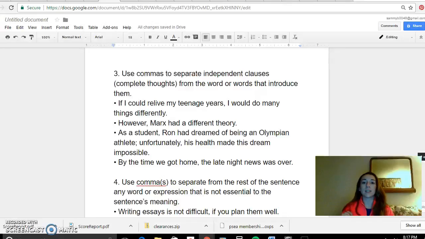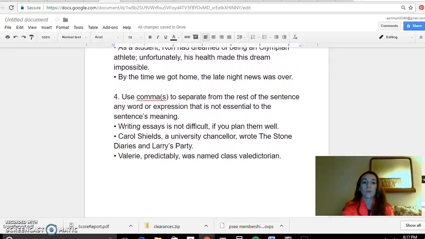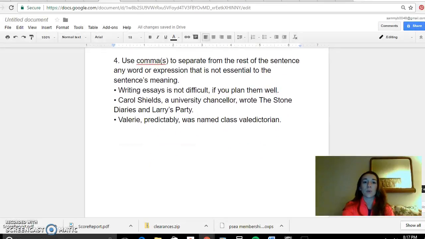However, Marx had a different theory. Since we used an introductory word, we need a comma afterwards. As a student, comma, Ron had dreamed of being an Olympian athlete. Unfortunately, comma, his health made his dream impossible. We used 2 different introductory phrases there. We used commas to separate them from their complete thoughts or independent clauses. So, rule number 4, last one.